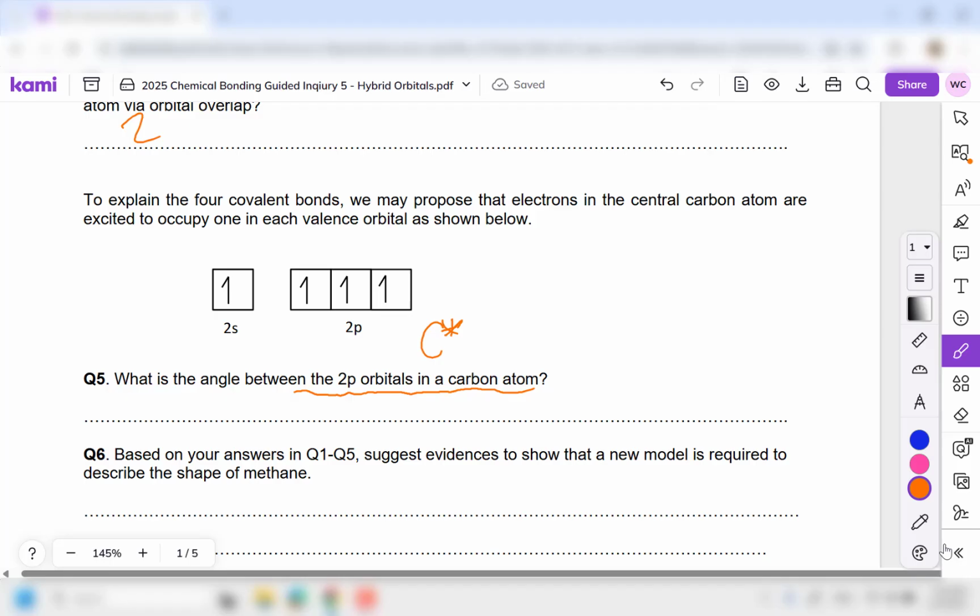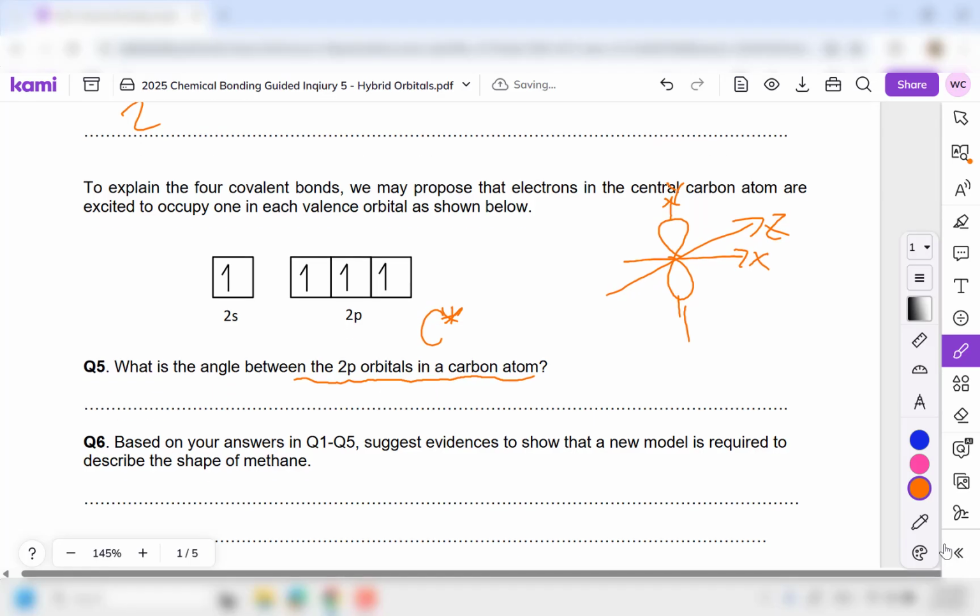They orientate themselves along the x-axis, y-axis, and the z-axis. Okay, it looks like a figure of 8. So if we look at a py, so if this is x, this is y, so a py will look like this. Okay, and then this is z.